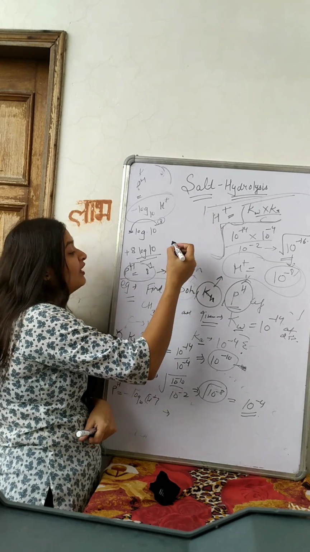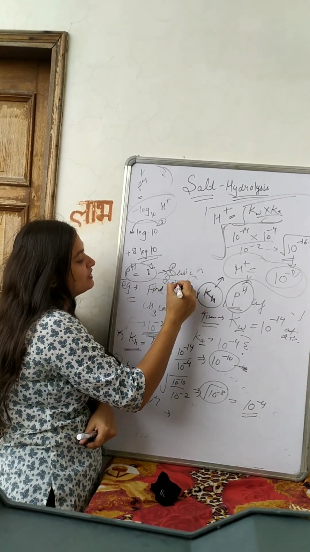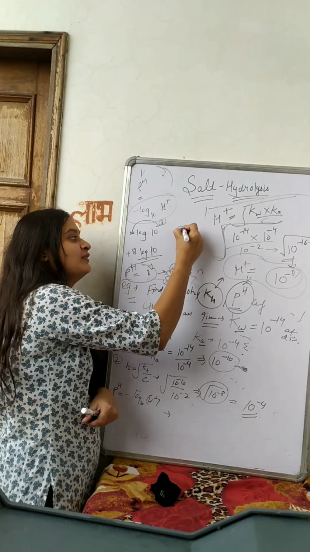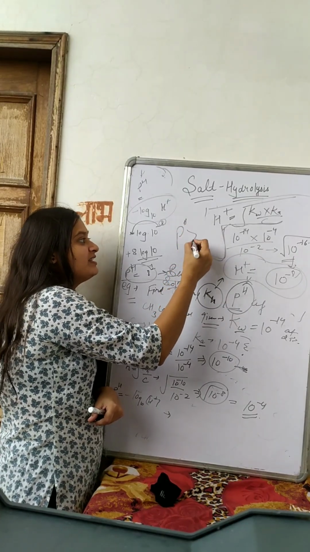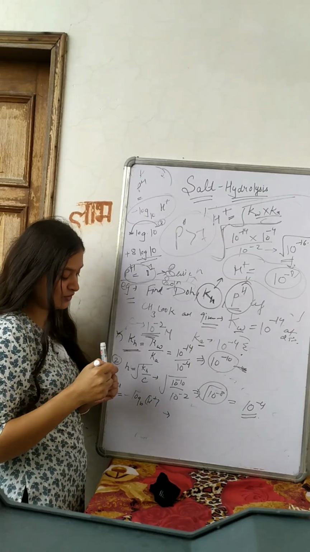That means this solution is a basic solution. Okay. Why is this basic? Because pH is greater than 7. So this solution is a basic solution. Okay.